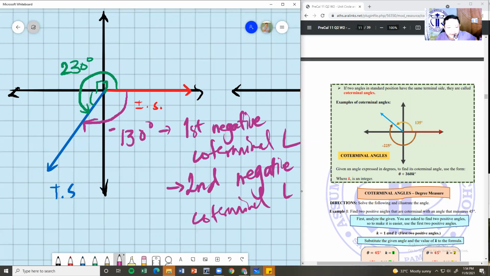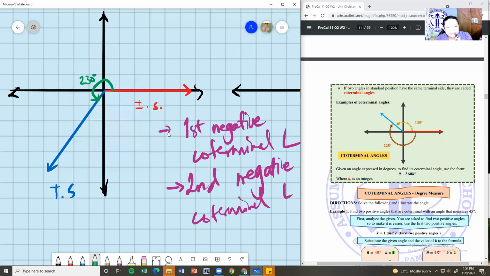Okay, I'll help you first with an illustration. Oy, merong mga nagsasend na ng mga sagot nila. Sige. Tuloy. Tignan natin. Let me remove this now. That's 230. Let's just make it smaller. So this is 230 degrees. Okay. And this is negative 130, of course.